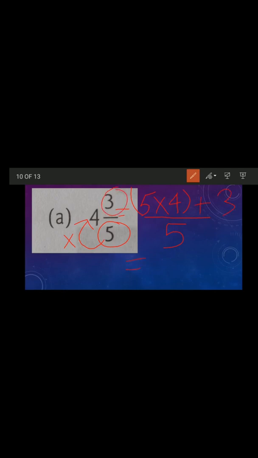Now let's start. 5 into 4, what will we get? 20. So 20 plus 3 upon 5. So what will be our answer? Our answer will be 23 upon 5.